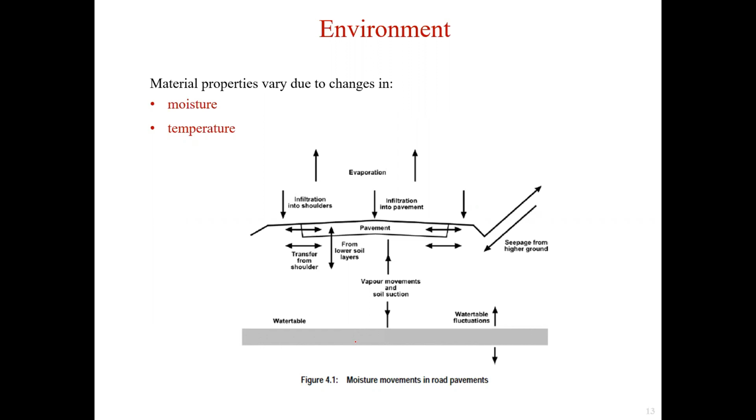There might be moisture infiltration through the surface, or it might be coming through infiltrating the shoulders and then into the pavement. It could be coming from the water table underneath. So there are many factors that are affecting the operating moisture content and that need to be considered when the designer is selecting the subgrade strengths to use in the design.